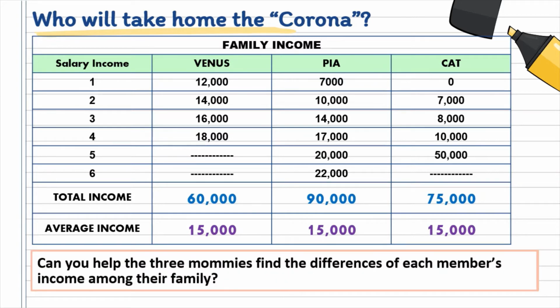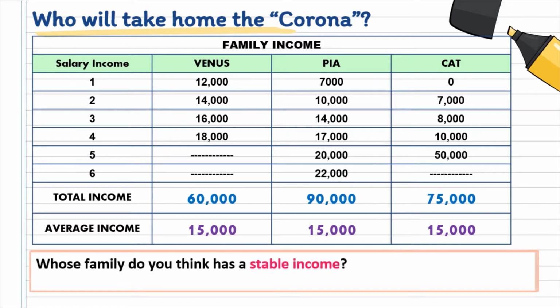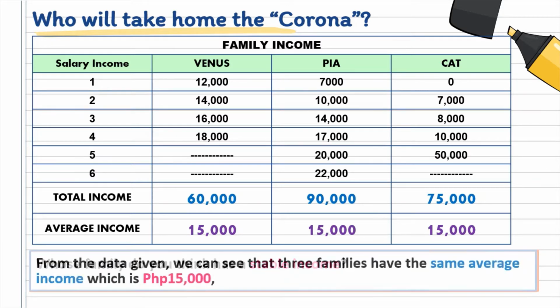So can you help the 3 mommies find the differences of each member's income among their family? Do you think the average or the mean is enough to analyze the given data? Whose family do you think has a stable income?